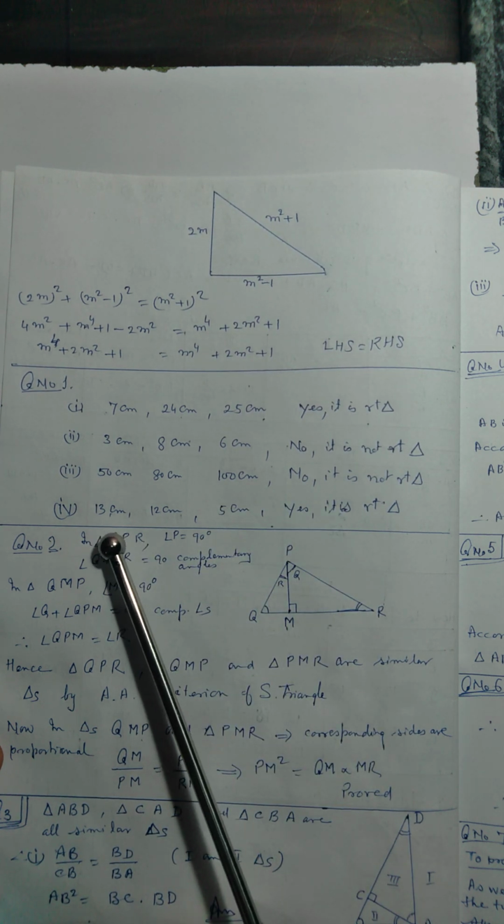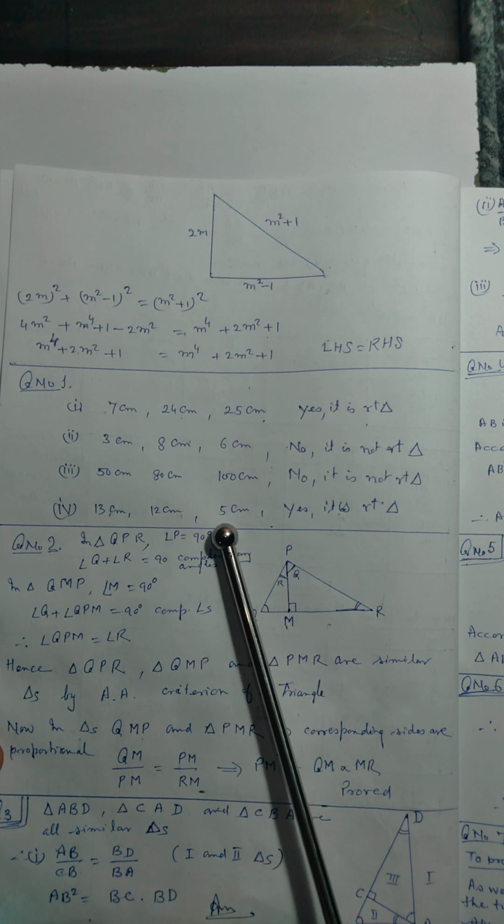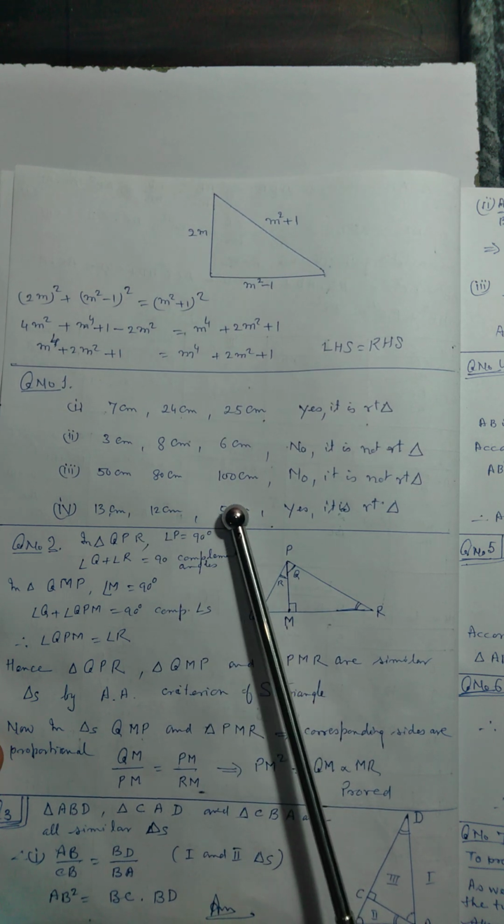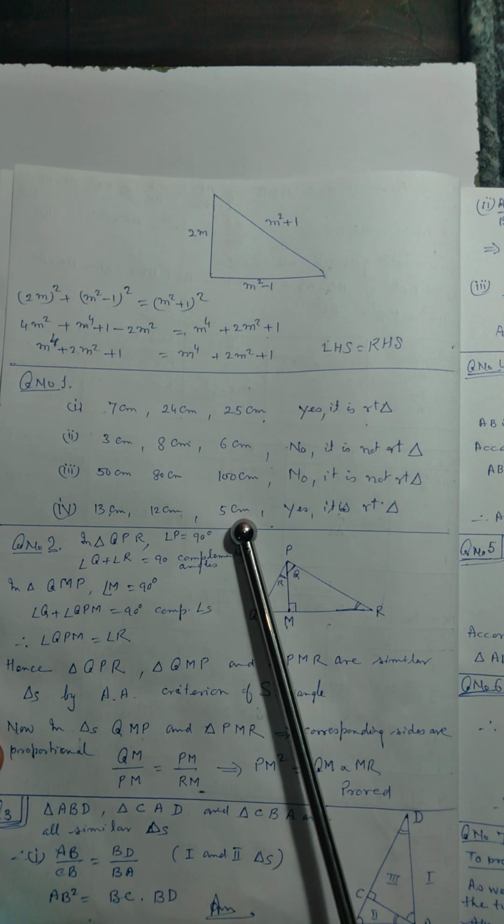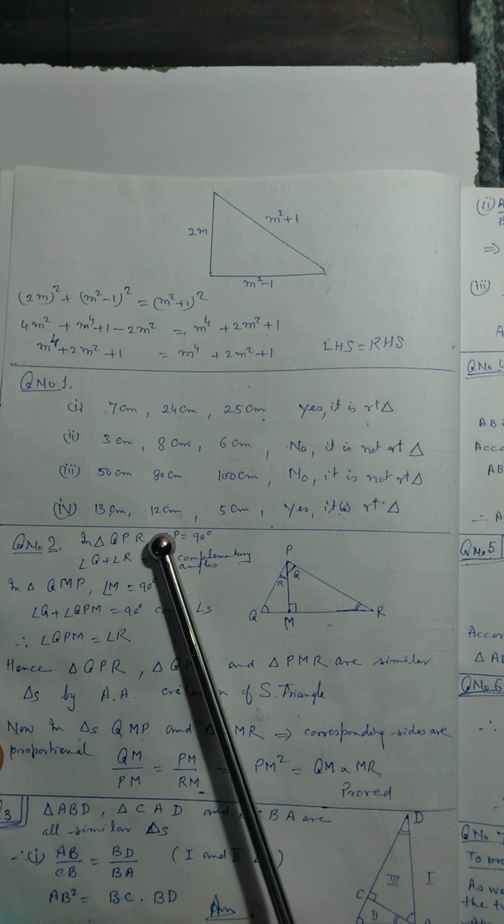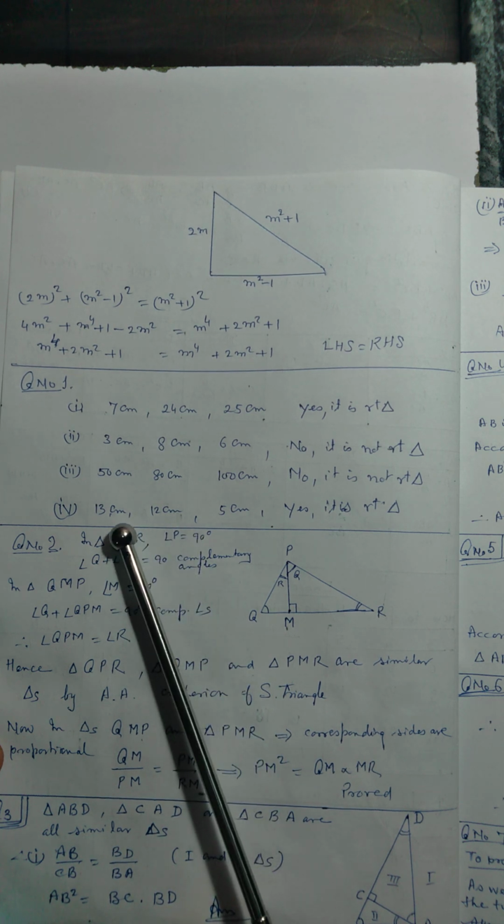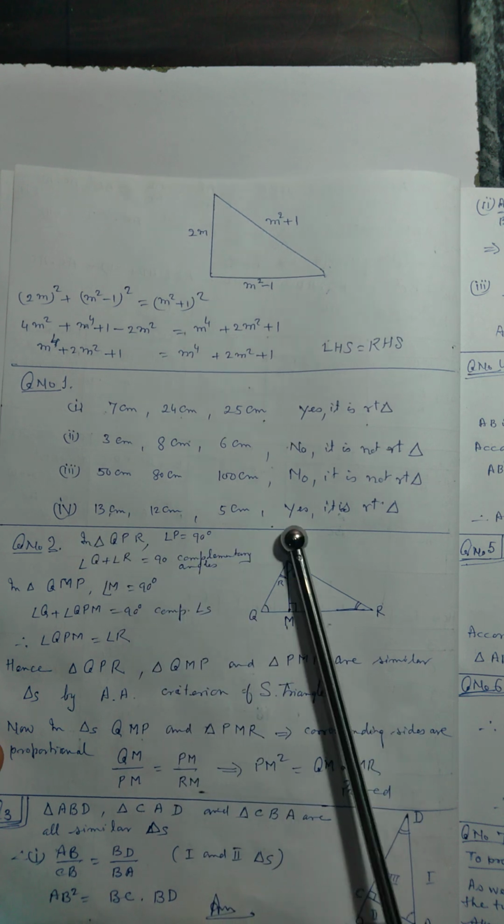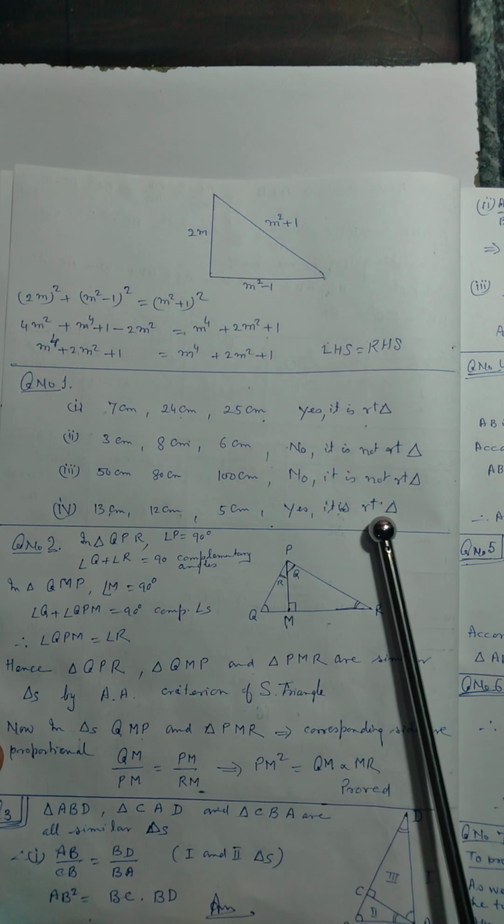Now come to this 13, 12 and 5. So what is the small number? That is 5. Take the square of 5, and divided by 2 that will be 12.5. Again you just subtract 0.5, you will get 12. Add 0.5, you will get 13. So yes, it is a right angle triangle.